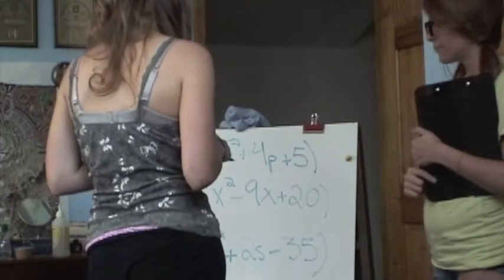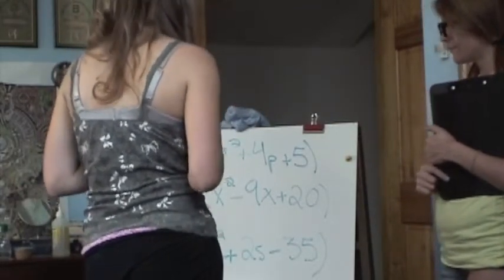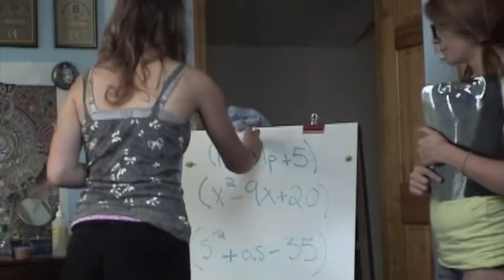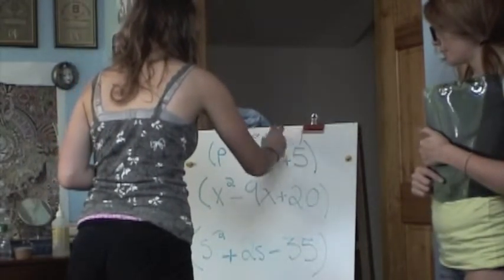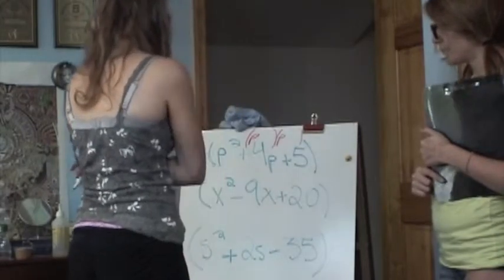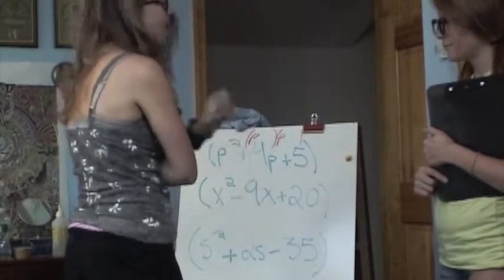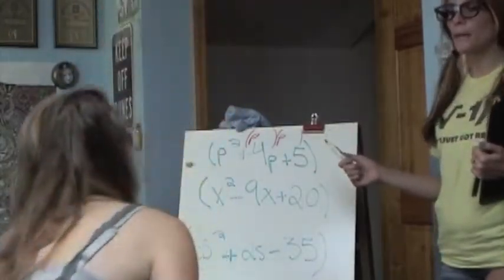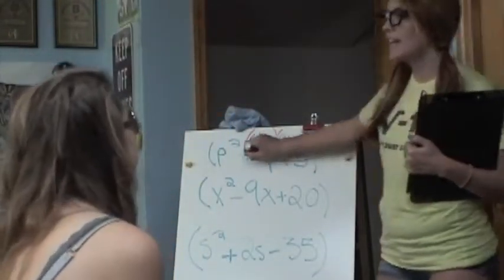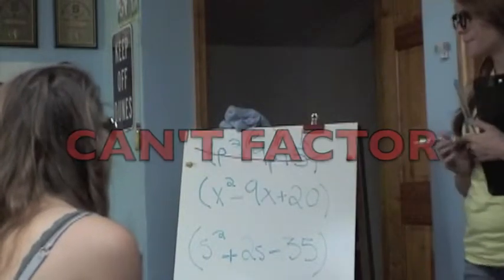Okay. p squared would be p and p. But then, it's not factorable. Correct. p squared plus 4p plus 5 is not factorable.